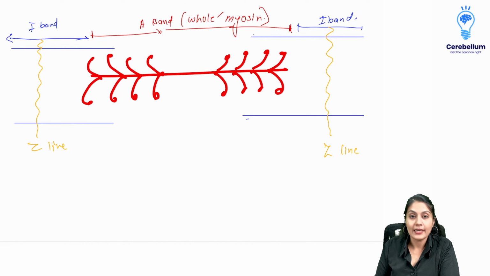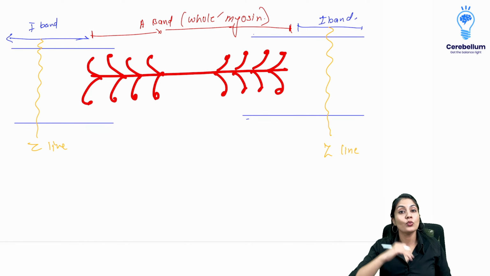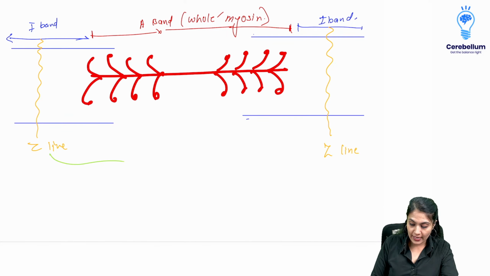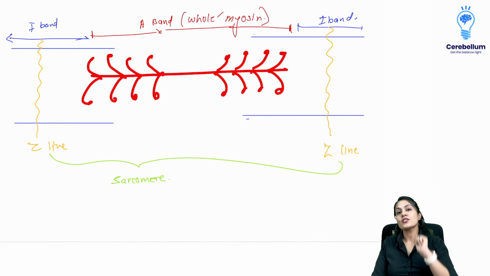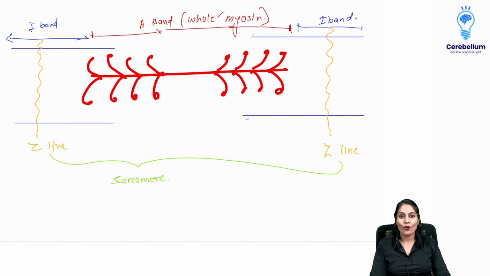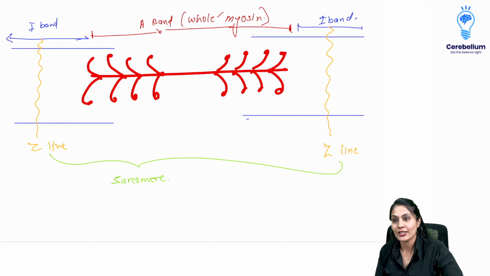These lines are known as Z lines. From one Z line to the next consecutive Z line, please remember, this will be called a sarcomere. Sarcomere. And that is the functional and structural unit of muscle. When muscle contraction occurs, that means the sarcomere is going to shorten.